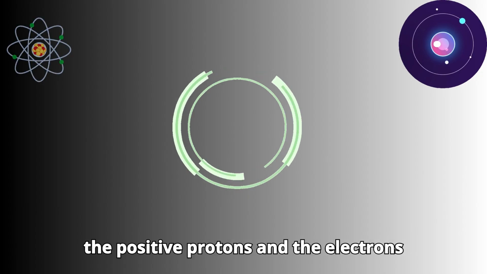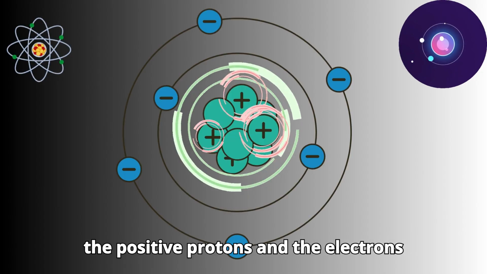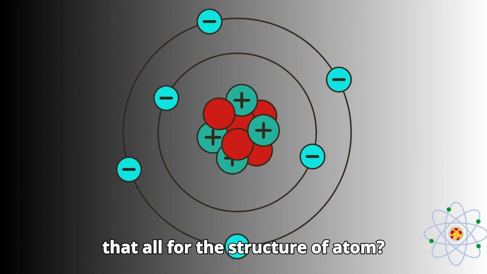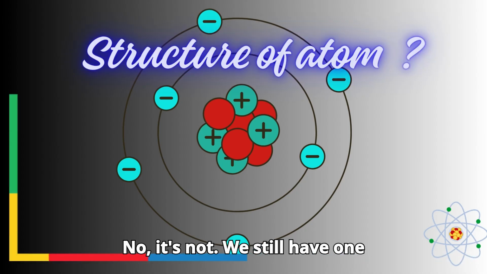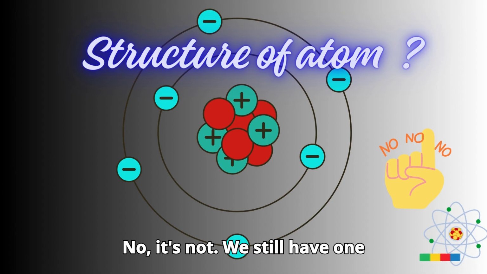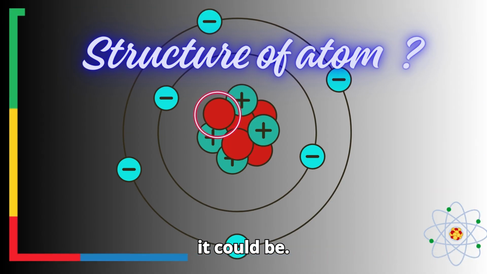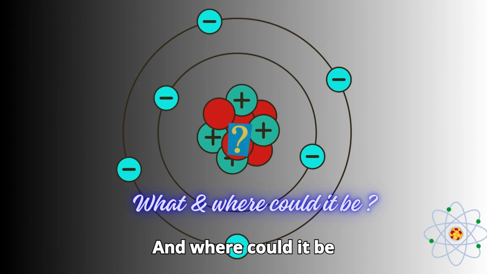And with all these theories and points in mind, we now know the structure of an atom. The nucleus contains the positive protons and the electrons move in fixed orbits. So is that all for the structure of atom? No, it's not. We still have one more subatomic particle left. What could it be, and where could it be found?